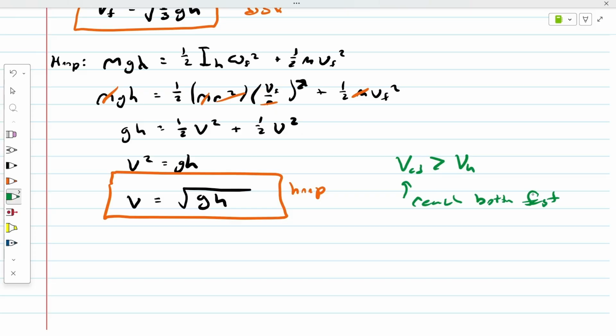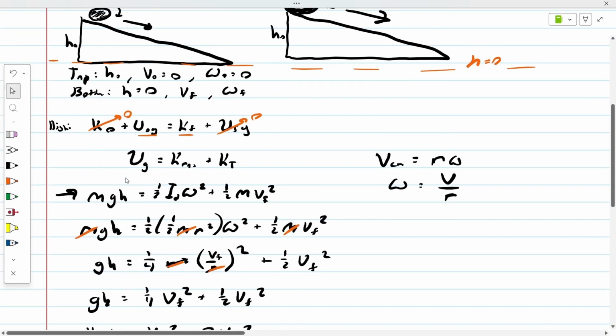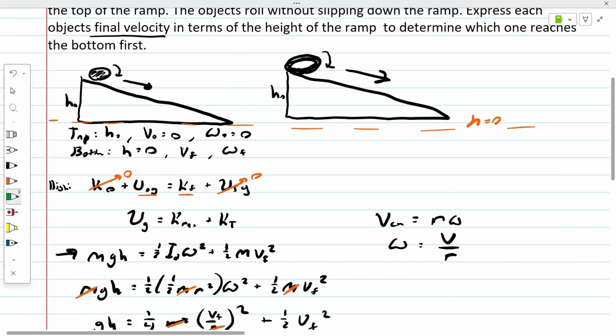And so the important relationship here is that this final velocity, the speed it gets down the ramp, does not depend on the radius or the mass of the object. It only depends on this rotational inertia, which really, when we think about it, makes sense, because if we're trying to have something rotate when all the mass is closer to the center, that'll be easier to do rather than all the mass being far from the center.